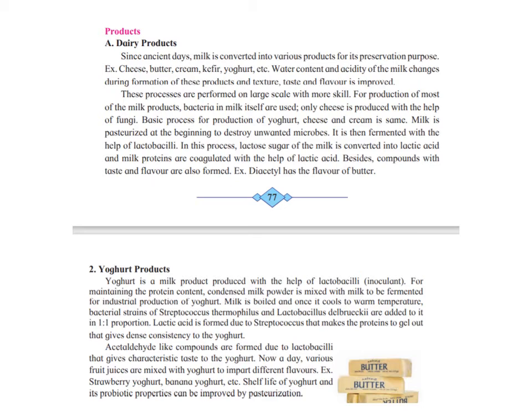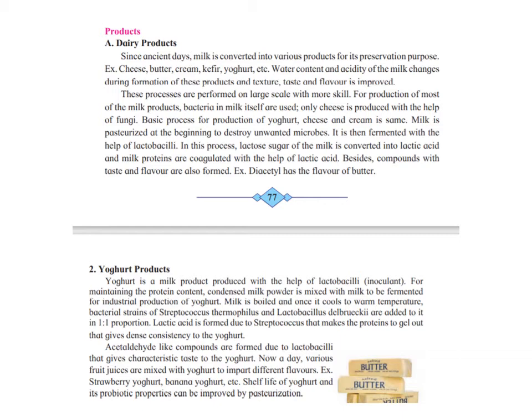That is the difference between homemade curd and the curd that we buy from the factories or the shops, because you'll see the consistency is different, since the type of microorganism used is a little different. Acetaldehyde-like compounds are formed due to lactobacilli, which give the characteristic taste to the yogurt. Nowadays, we have various fruit juices also mixed with yogurt to give a different flavor, for example strawberry, apple and banana, which enhance or improve the flavor of the curd.